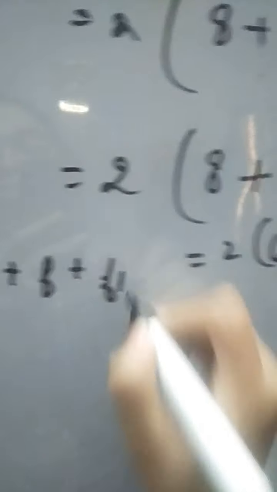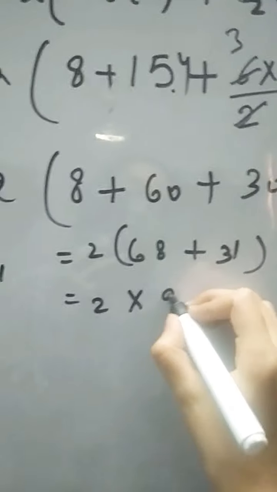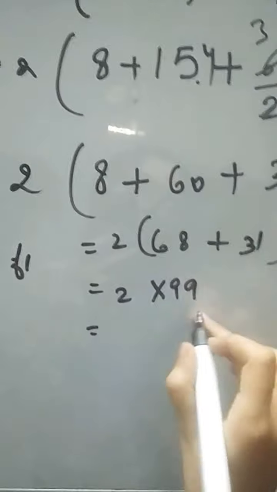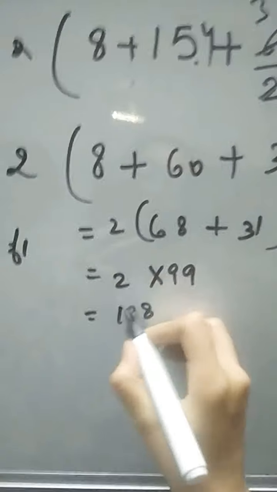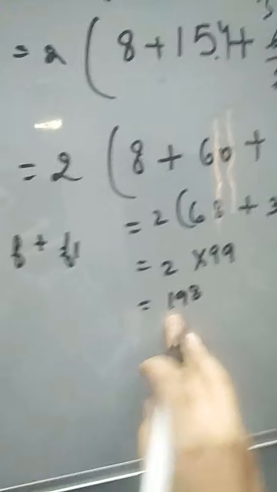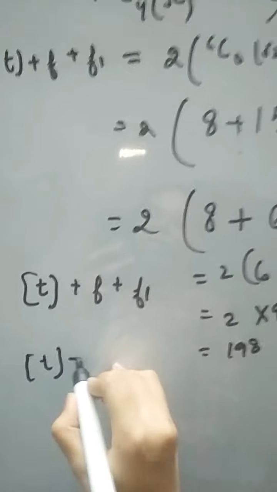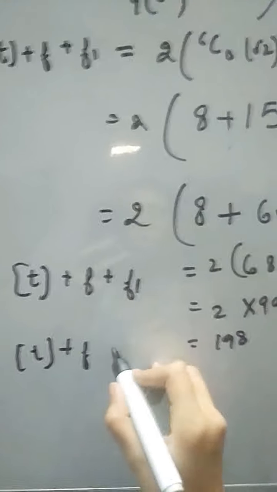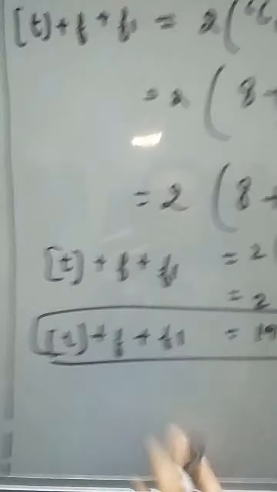f plus f1, which is 2 into 99. So 2 9s are 18, 1 2 9s are 18. So we have got 198. So our greatest integer function plus some fractional value plus f1 is 198.